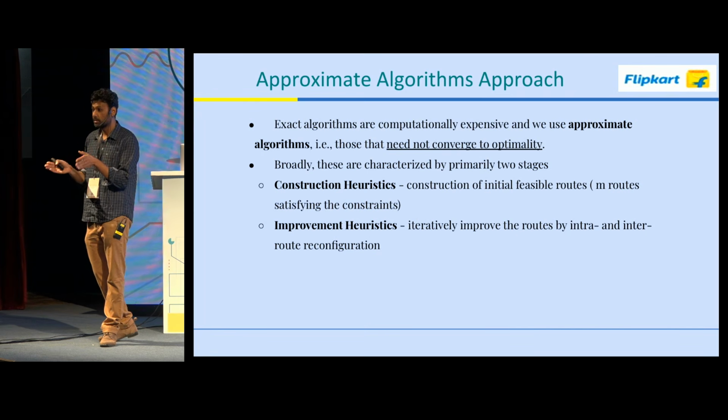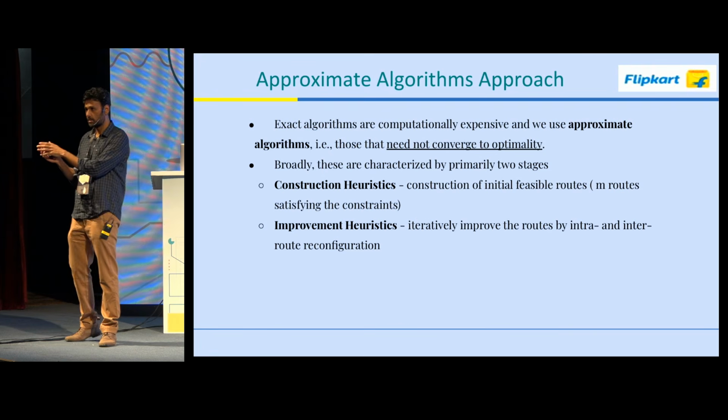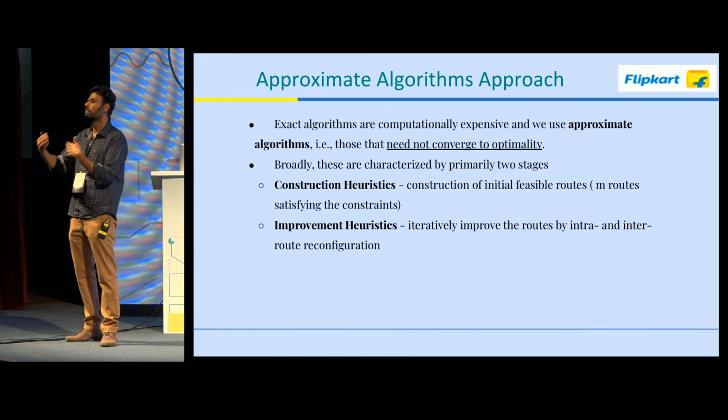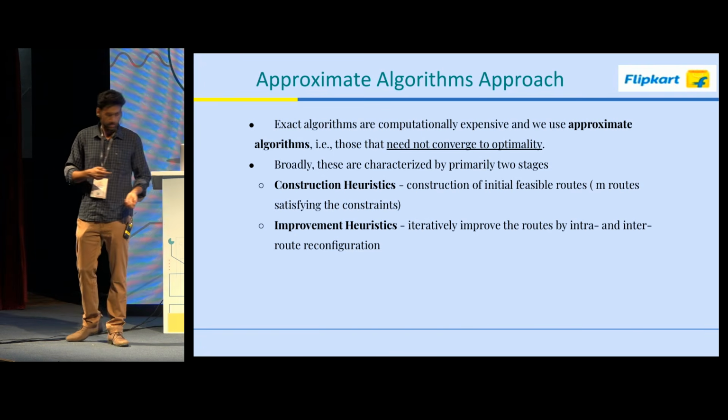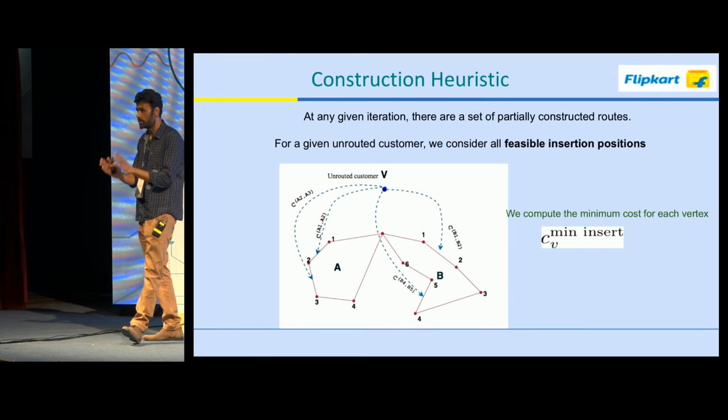the approximate algorithms have two phases. One is the construction heuristic, where you construct an initial set of feasible routes, and then you have the improvement heuristic, where you basically take each of the routes, reshuffle them, and iteratively improve upon them. And we'll go into each. The construction heuristic. Now, as the name suggests, you start with just the hub initially, right?